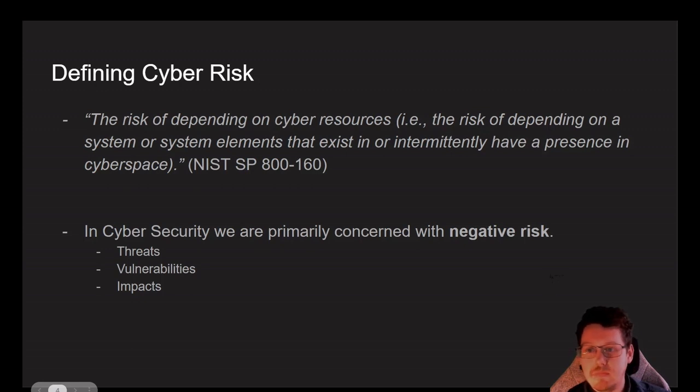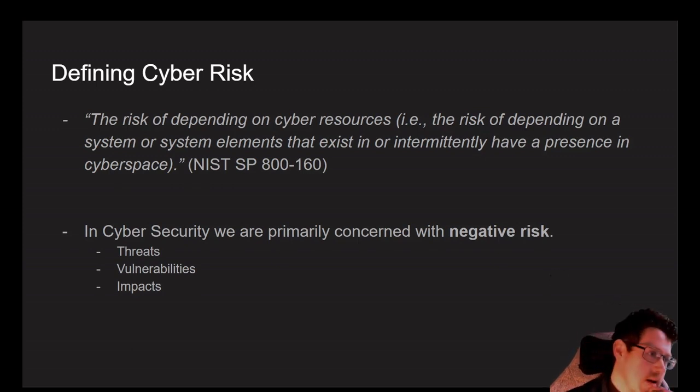So here's a definition of cyber risk. This is from the NIST Special Publication 800-160. This is the risk of depending on cyber resources. So, the risk of depending on a system or system elements that exist or intermittently have a presence in cyberspace. So this is just generally talking about relying on digital systems, which applies so widely now in society that it touches a lot of ground. Most organizations have at least some element of a system or depend on systems that have a presence in cyberspace, if we're just talking about existing digitally.